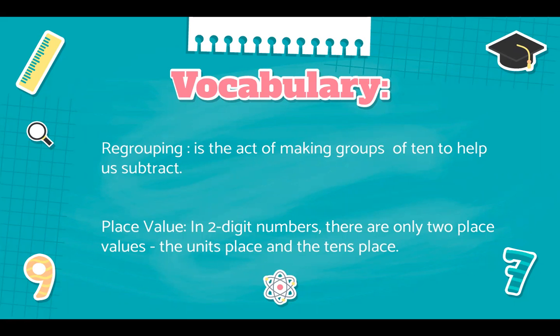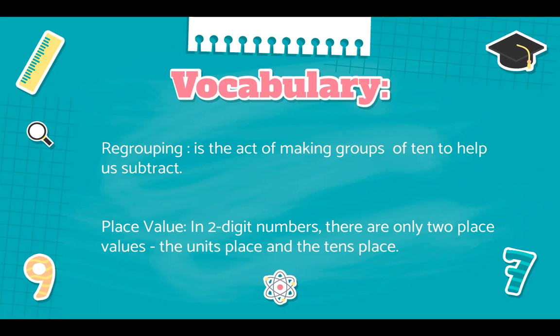Now, we will be going into our vocabulary. Math is already confusing, and we're going to break it down very simply. Let's start off with regrouping. Regrouping is the act of making groups of 10 to help us subtract.